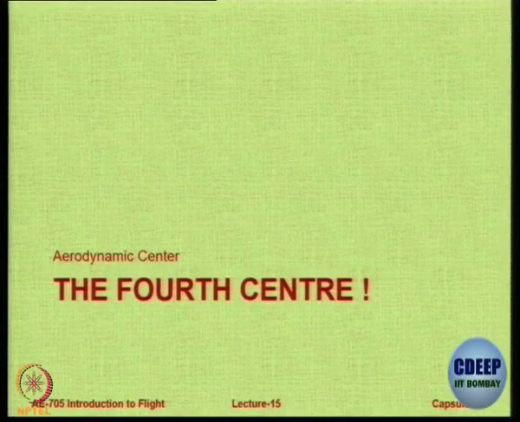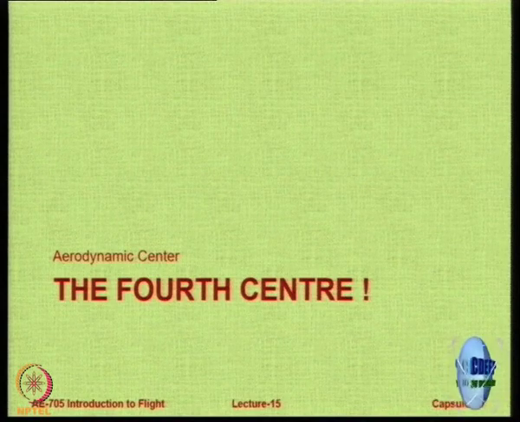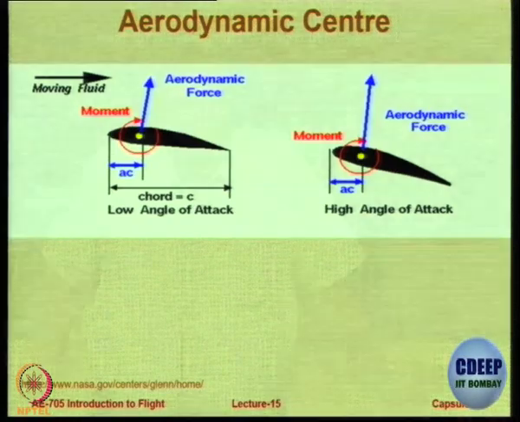But we now have a fourth center also, and that is the aerodynamic center, or the AC as we call it. So what is this AC? AC is basically a theoretical point, okay? It is not a practical point, it is a theoretical point such that the effect of angle of attack on the aerodynamic moment is removed.